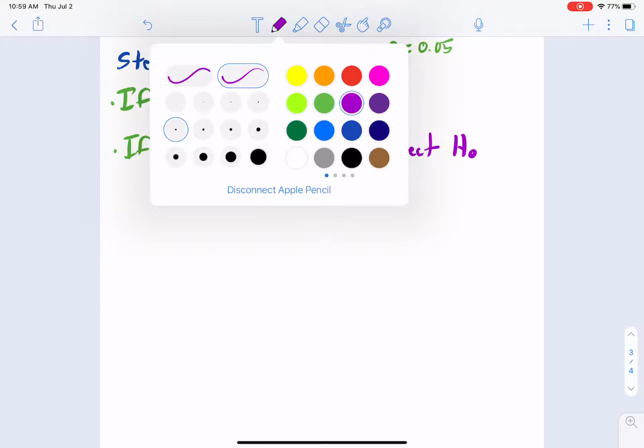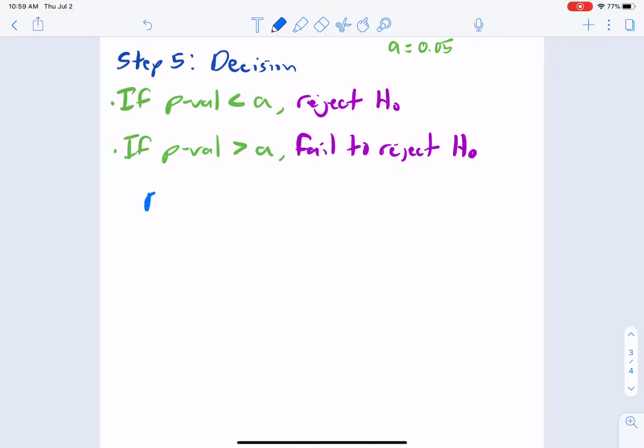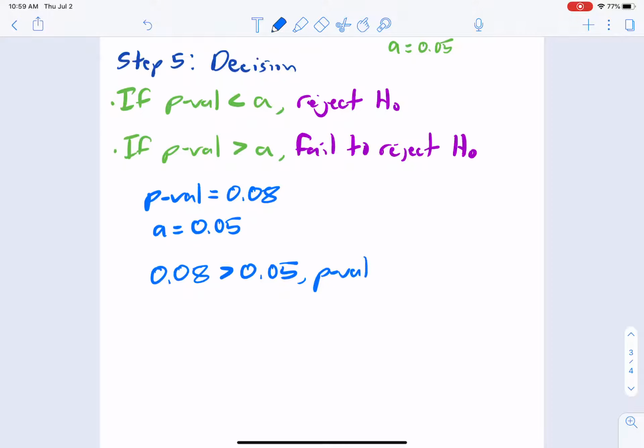So let's bring this all back together. What's our p-value? Our p-value was 0.08. Our alpha is 0.05. What do we do? Well, 0.08 is greater than 0.05, right? So that means that p is greater than alpha. Based on this test, we fail to reject H naught. Okay, you can underline it like so.